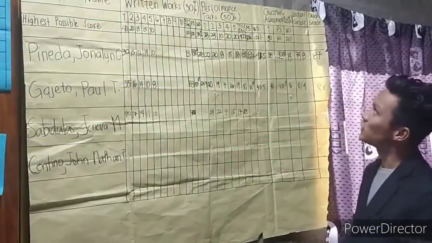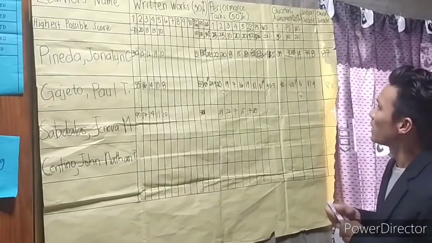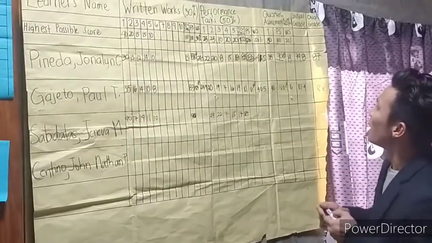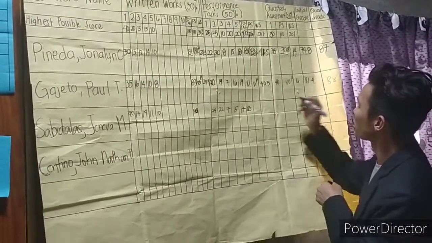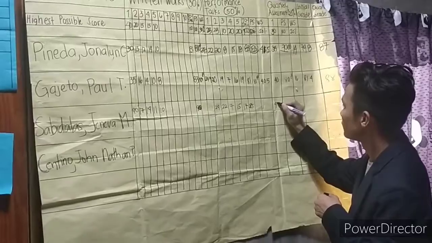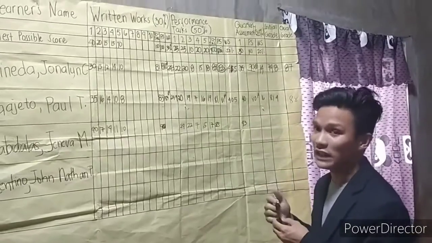Let's move on to the quarterly assessment. For the quarterly assessment, she got 43 out of 50.